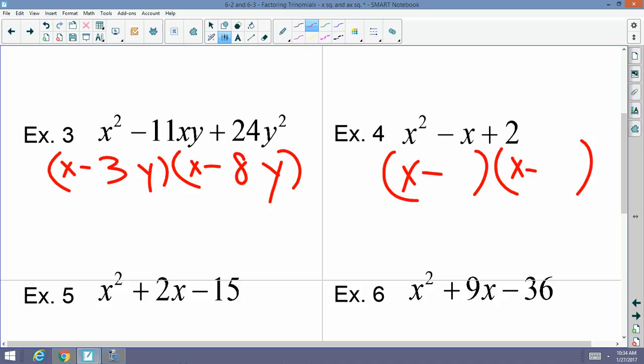Negative 1 times negative 1 is now positive 2. Negative 1 times positive 2 is now positive 2. Negative 1 and negative 2 is positive 2, but negative 1 minus 2 is not negative 1. It's prime. When you can't factor it, my brothers, it's prime.